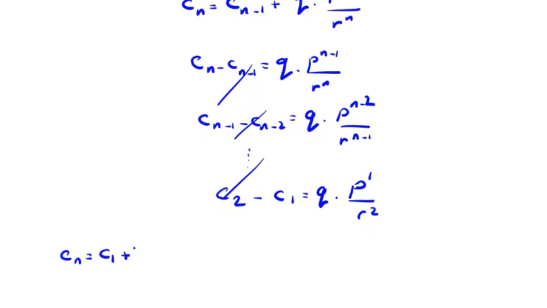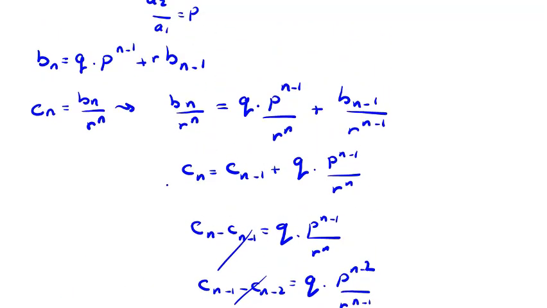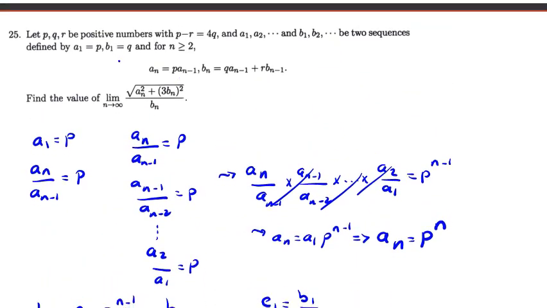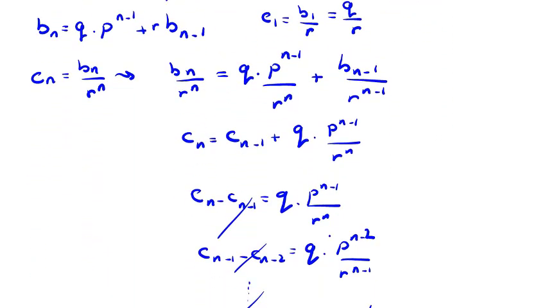c_n equals c1 plus q p over r squared. The first one is 1, the next one is p over r, and the last one is p to the power of n minus 2 over r to the power of n minus 2. Now, if we want to calculate c_n, at first let's find c1. c1 is b1 over r. Now, if we want to find b1, b1 is what? q. So it's q over r. So c1 is q over r.